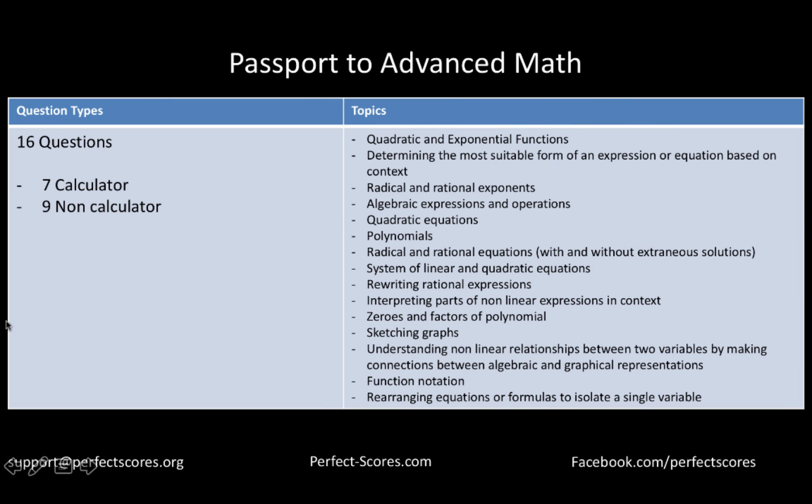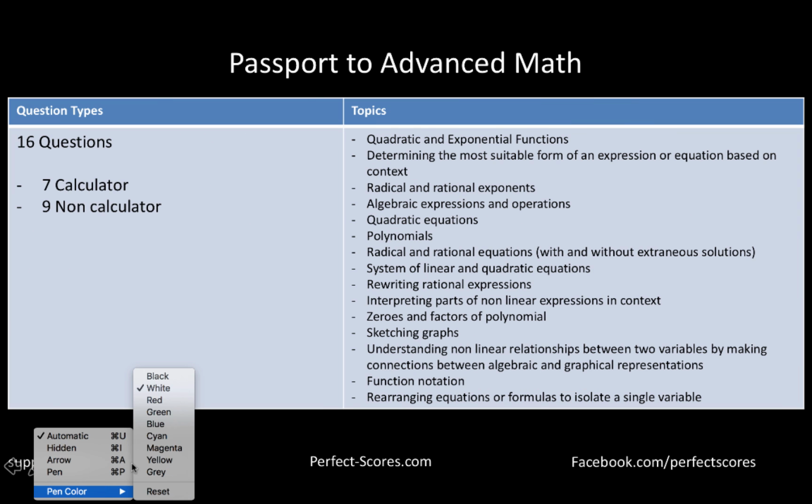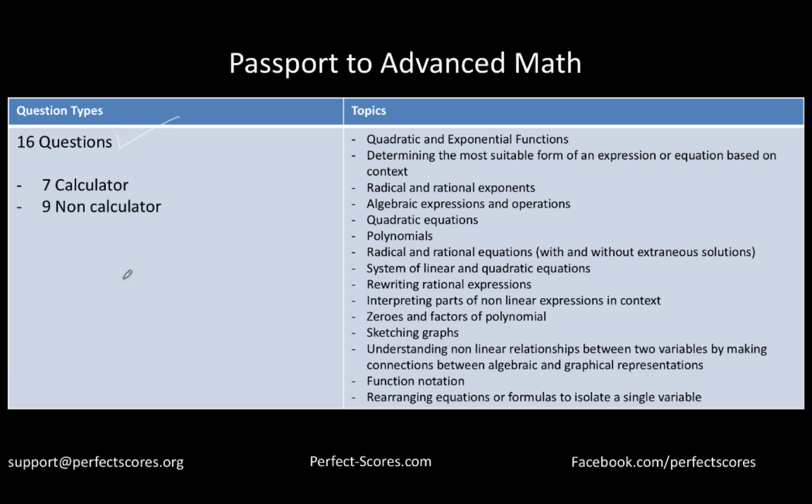The third question type is passport to advanced math. It's going to have 16 questions, 7 calculator questions, and 9 non-calculator questions. So it's going to be a more non-calculator oriented part. So these are the different types. This is more of kind of geometry related problems, more of function related problems. As you can see, it's more of function related problems.